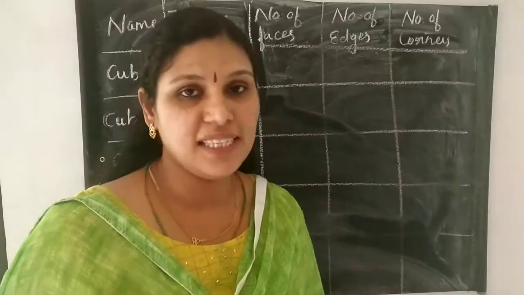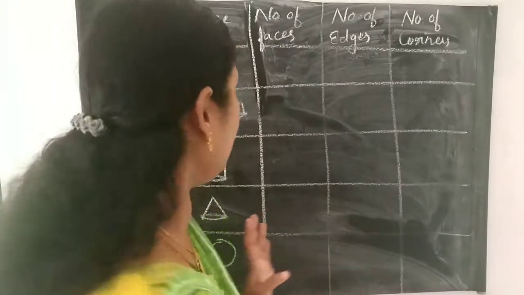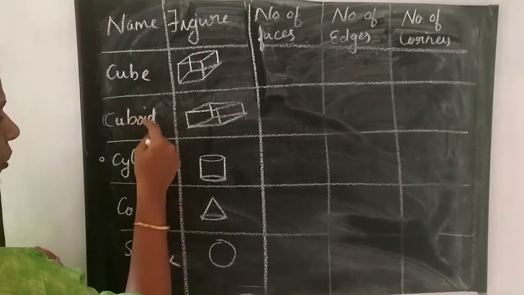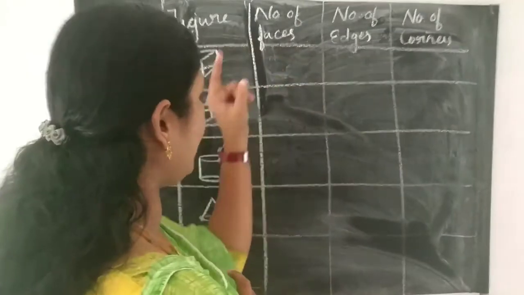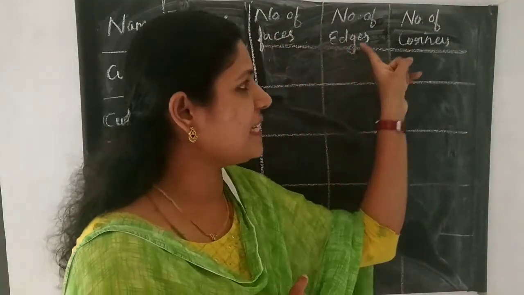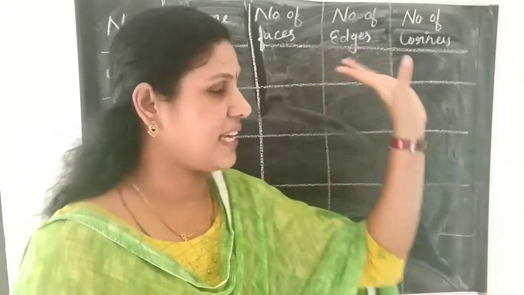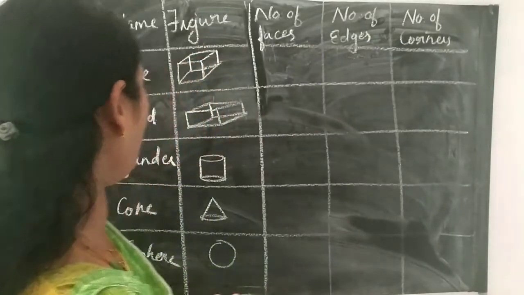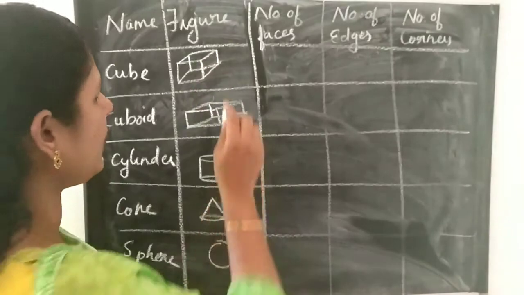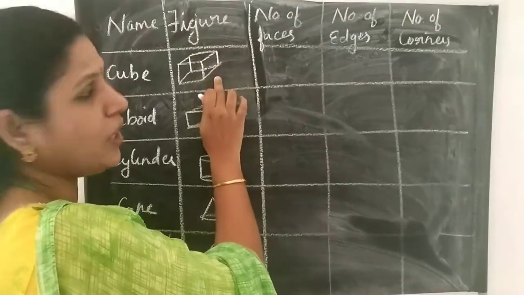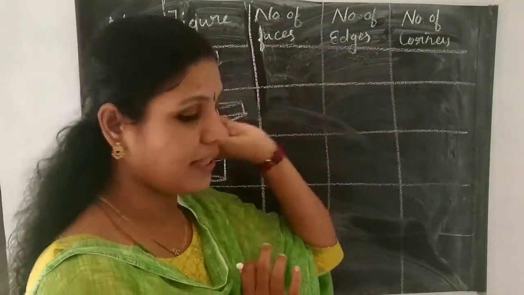See children, here is a chart of 3-dimensional shapes. In this chart, cube, cuboid, cylinder, cone and sphere. You have to find from this chart the number of faces, number of edges and number of corners. We have to write the number of faces, edges and corners. So here our first is cube. Now we know how to draw a cube. We have to find faces, edges and corners.